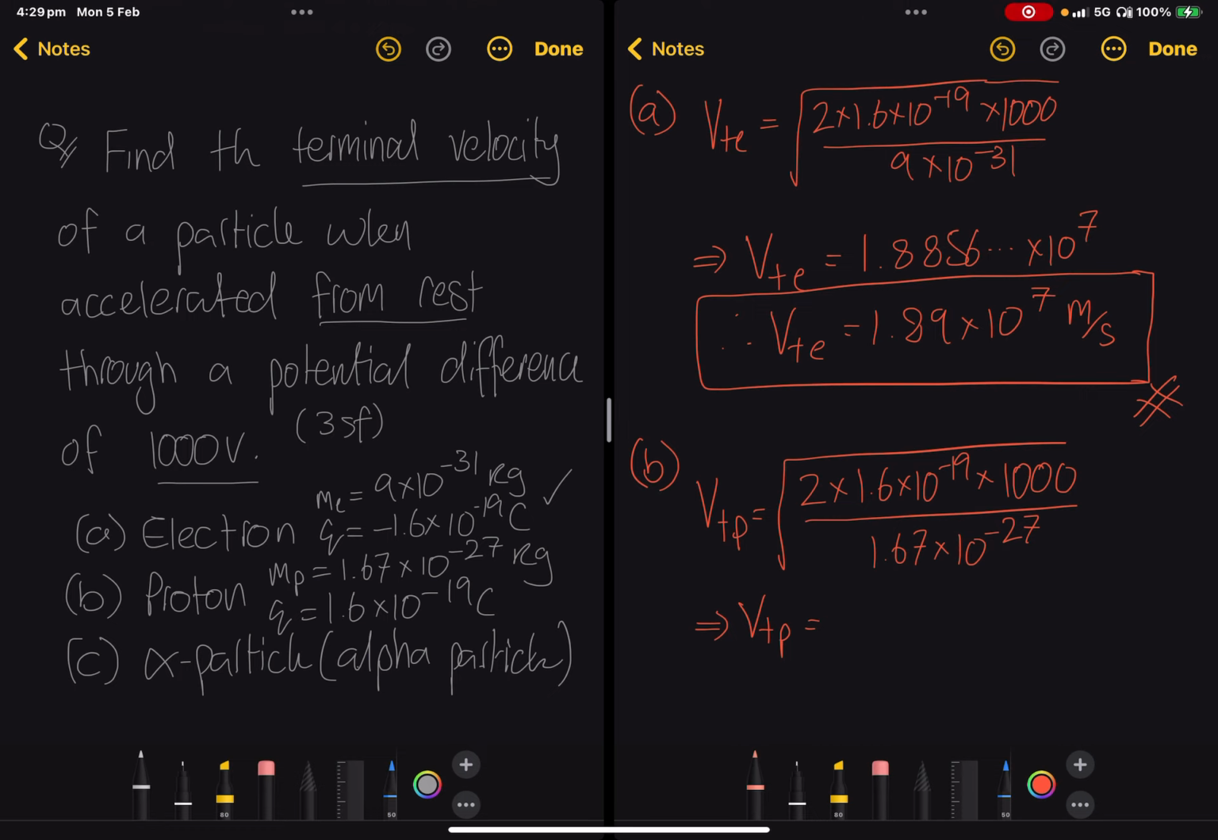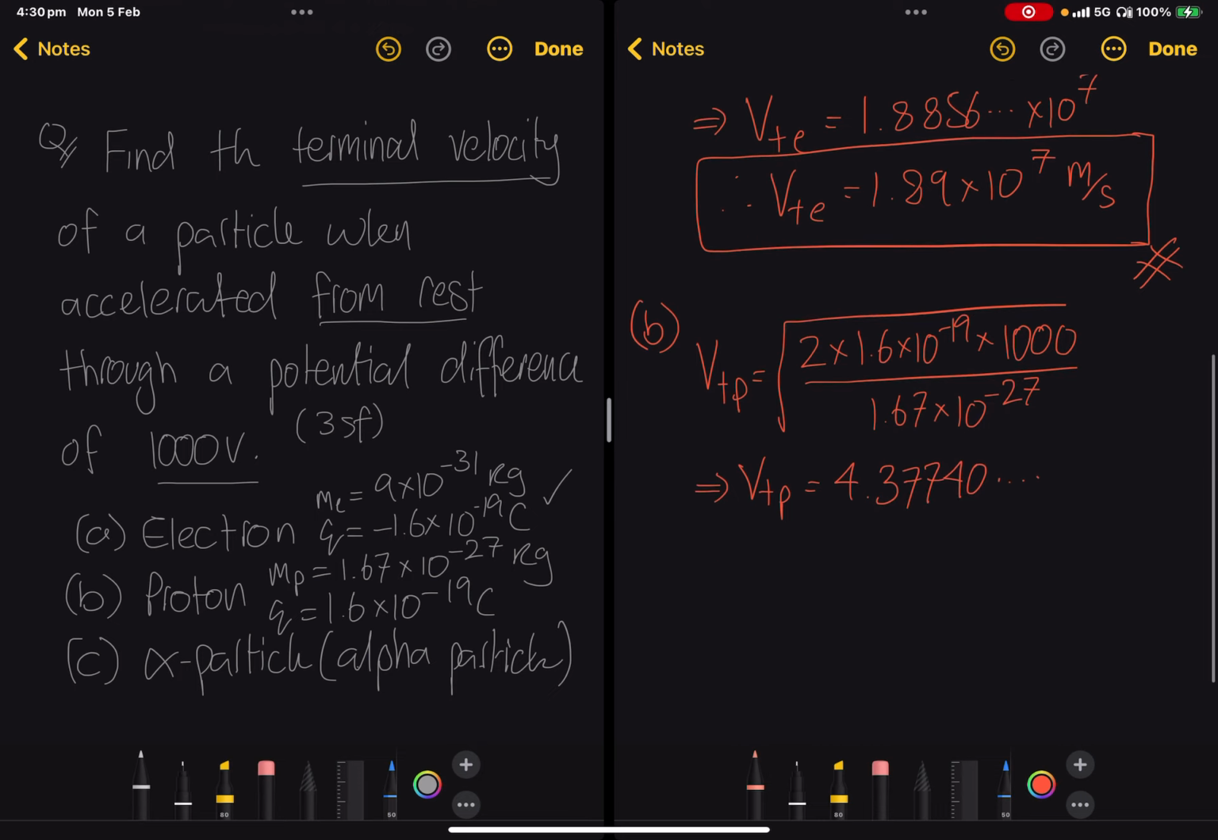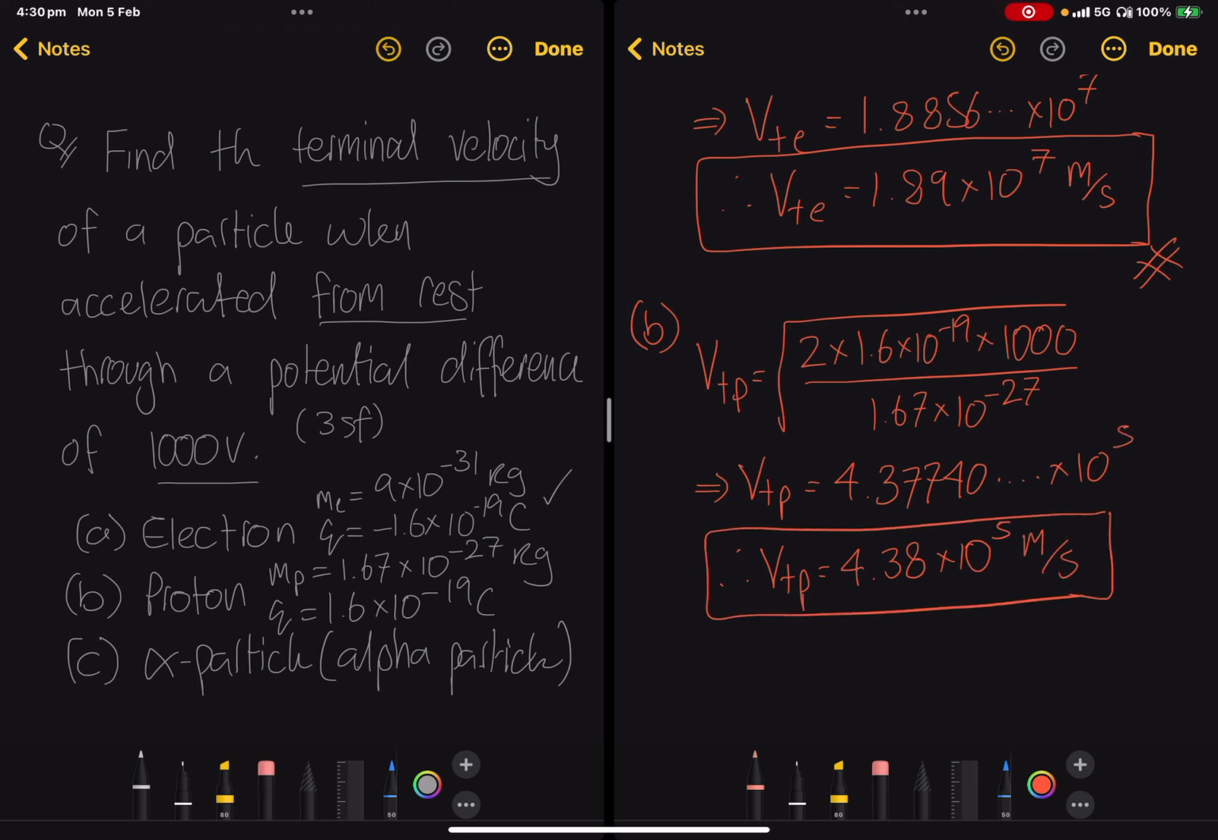We are going to get 4.37740, and let me just check this is all in the calculator correctly. Yep, 4.37740. So therefore, the terminal velocity for the proton is about 4.38 times 10 to the 5 meters per second. And this is the answer for B.